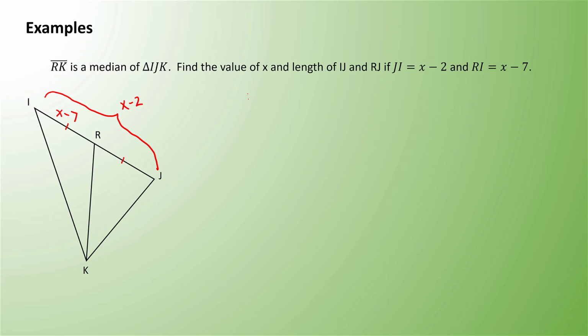So I can say that ij equals 2 times ri. And I'll plug in the algebra for this. So ij is x minus 2, and ri is x minus 7. And I need to double that. So now we'll solve, starting off with the distributive property.